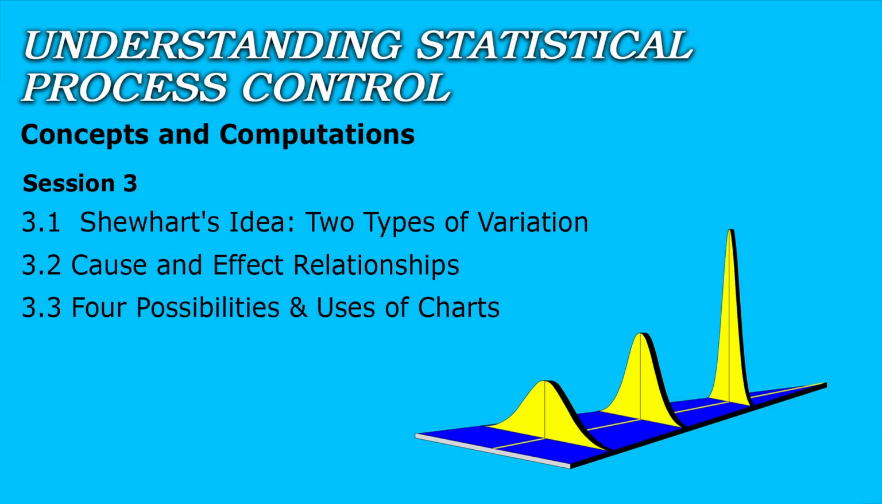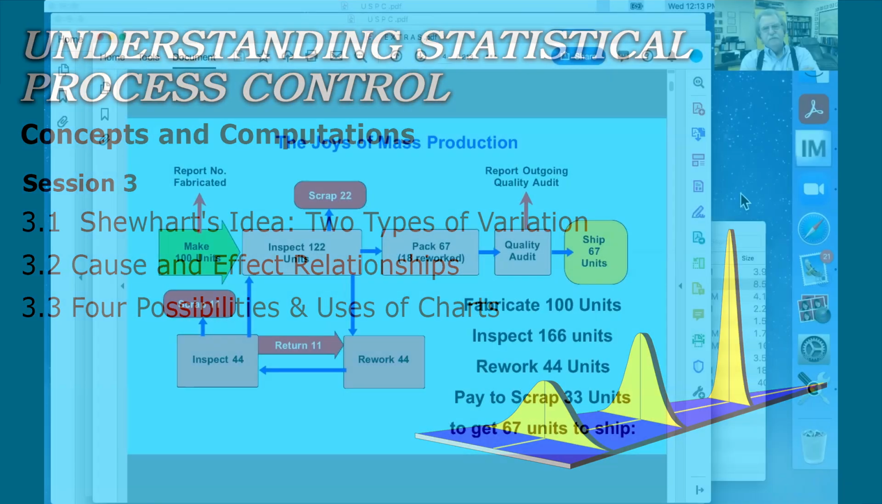Session 3 will cover the basic idea behind process behavior charts, the nature of cause and effect relationships, the difference between assignable causes and common causes, the old and new definitions of trouble, the 4 possibilities for any process, and the various ways people use process behavior charts. The material covered in this session will use the Understanding SPC text, where we shall begin on page 2.